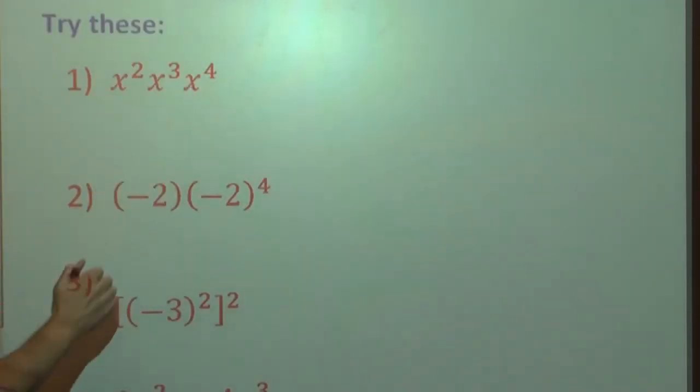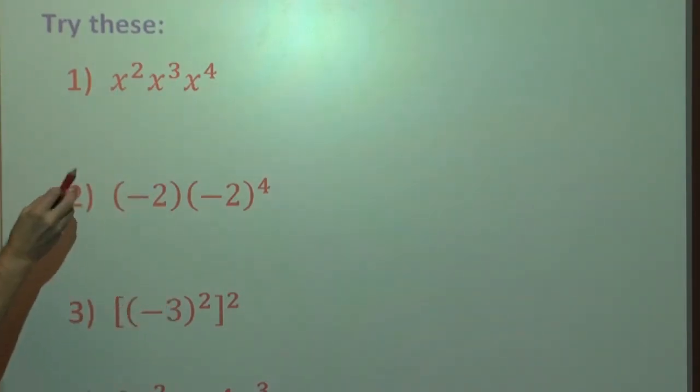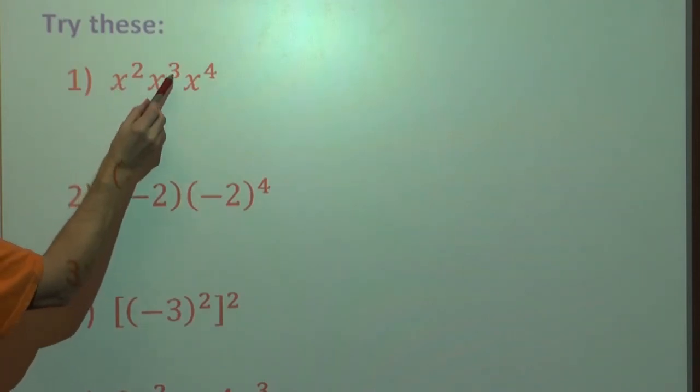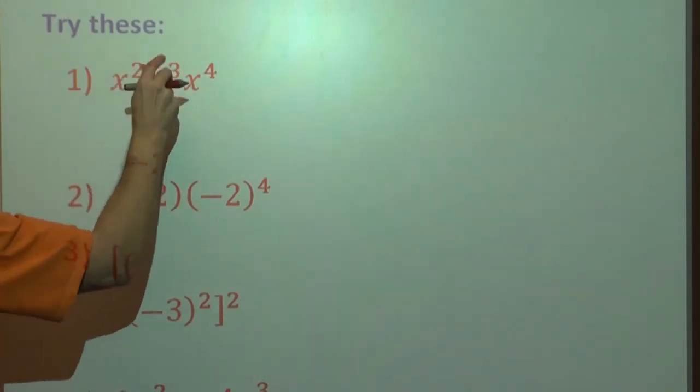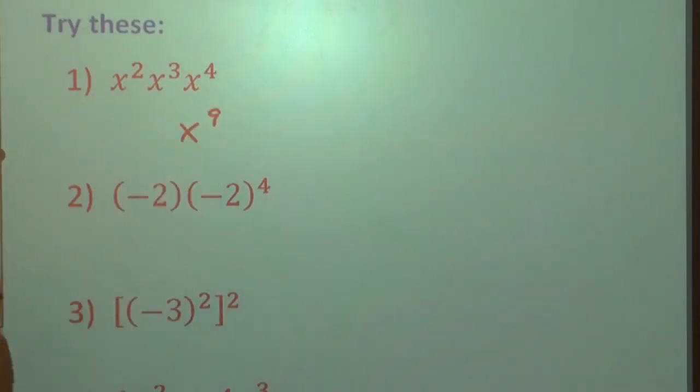Now we can do a bunch of variables. How many x's? Remember, the exponent tells us how many things are multiplied. 2 x's are multiplied here, 3 more here, and 4 here. Altogether, there are 9. We add the exponents together, and this would be x to the 9th power. So that's an intro to multiplying and working with exponents.